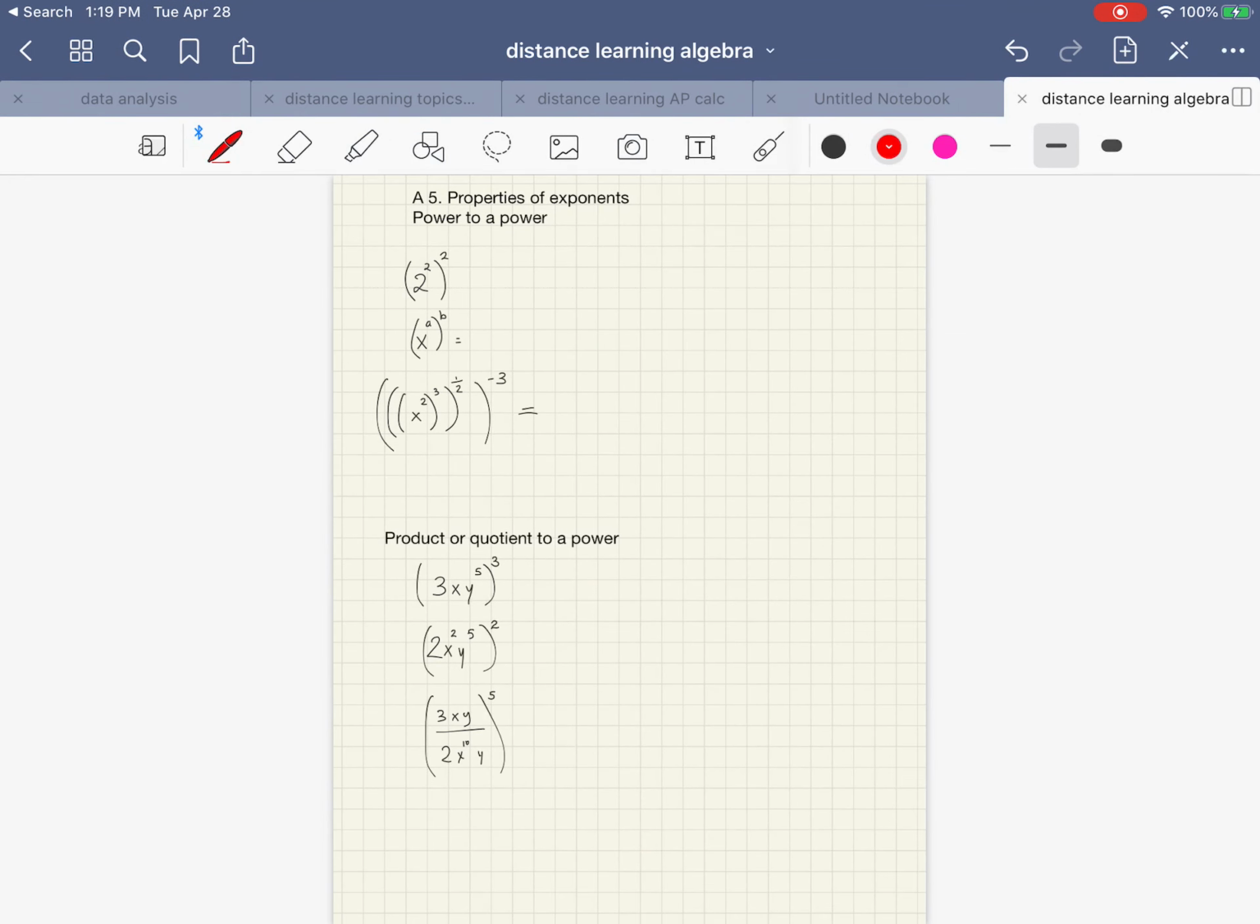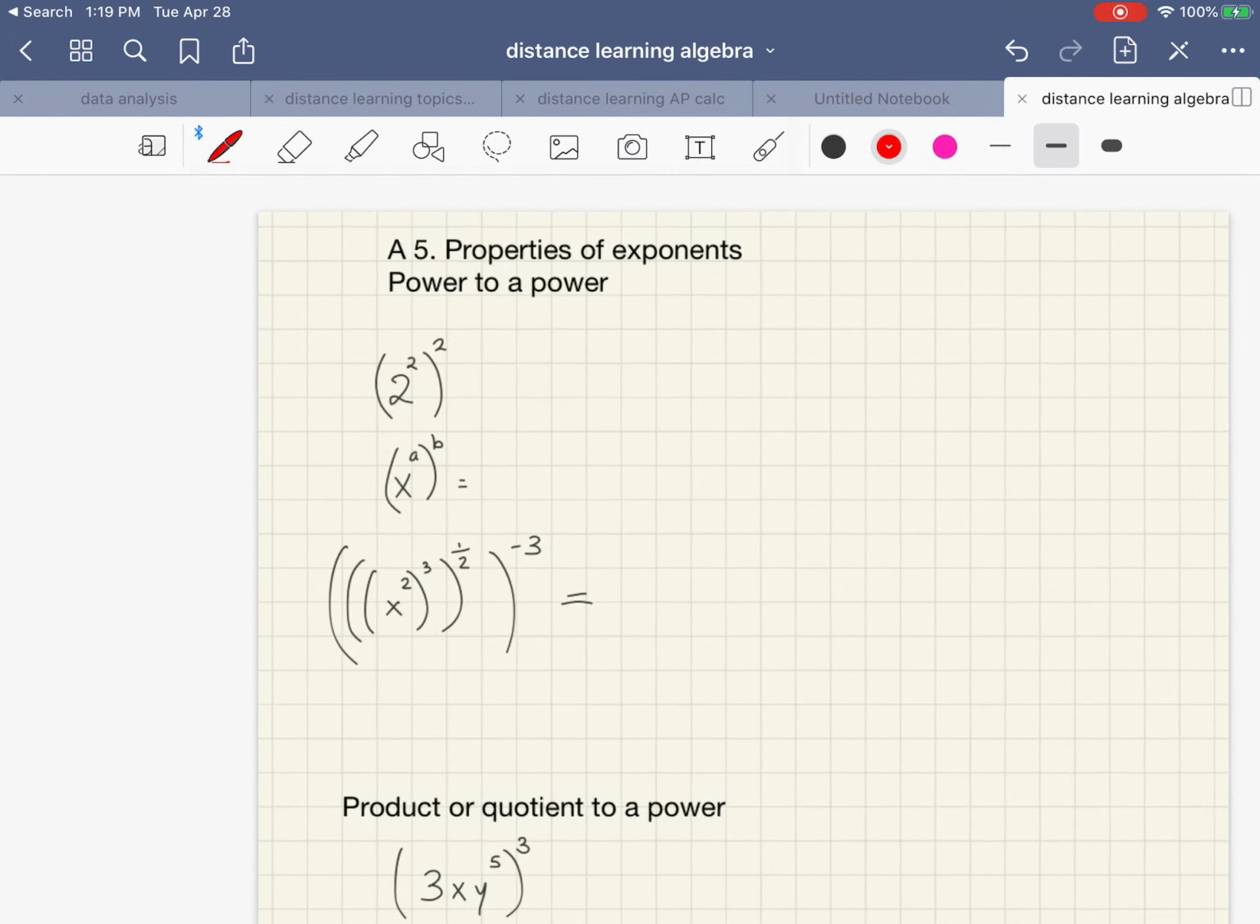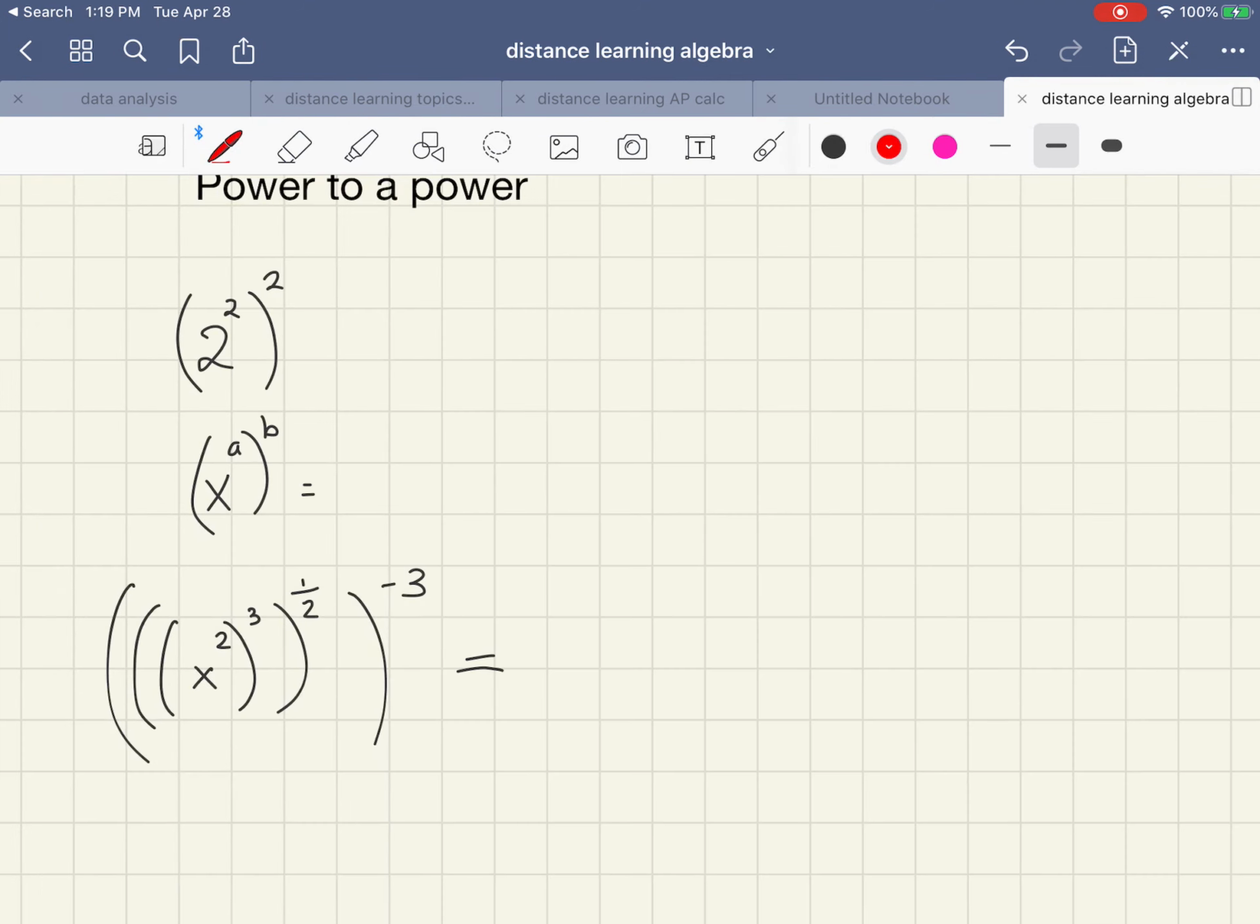This is a video on properties of exponents. We're going to focus on power to a power and quotient and products to a power. So we'll start with if you have a power to a power. So for example, 2 squared raised to the second.